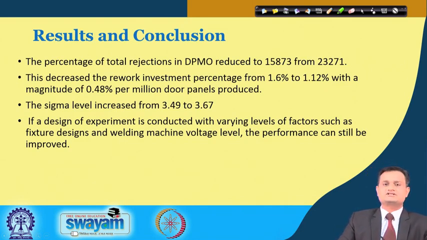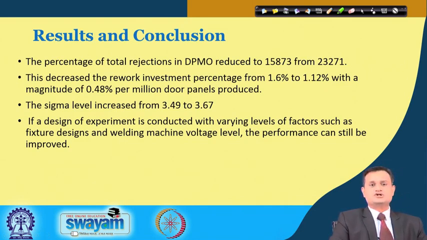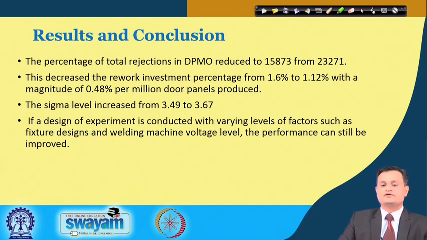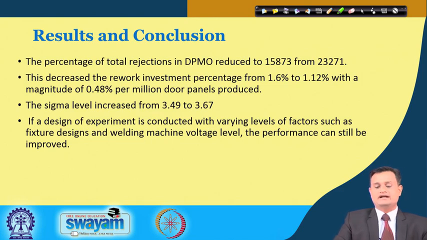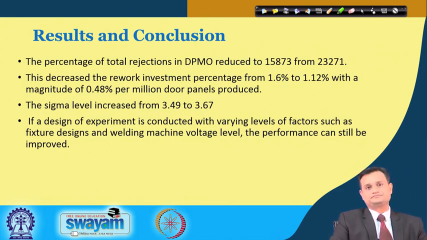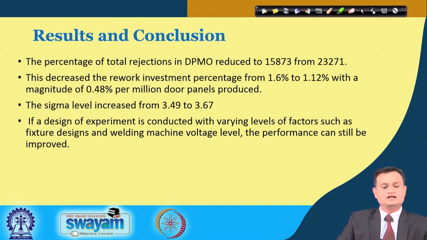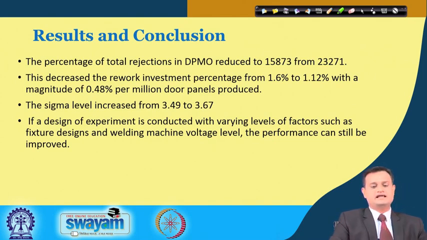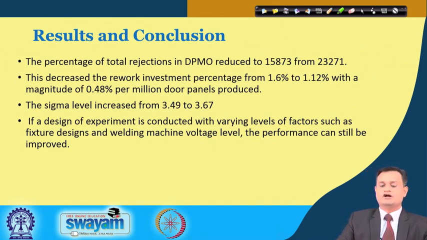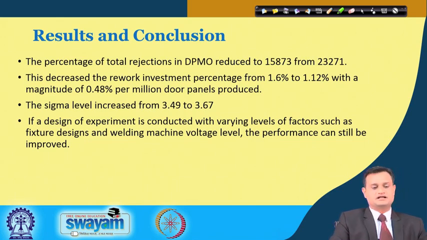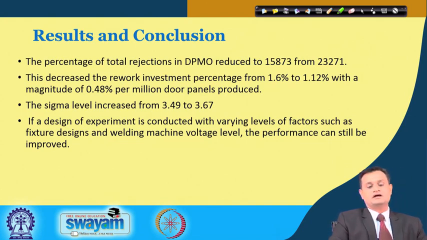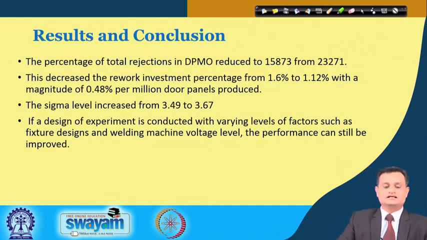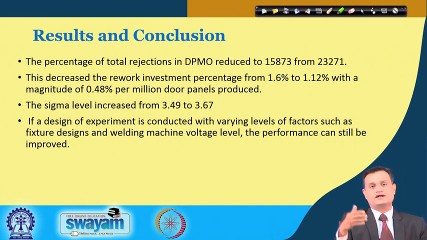So finally, the results and conclusions: the percentage of total rejection in DPMO reduced to 15,873 from 23,271. It's a significant reduction. The decreased rework has an investment percentage from 1.6% to 1.12%, with a magnitude of 0.48% per $1 million door panel produced. The sigma level increased from 3.49 to 3.67. I will say it is just marginal.